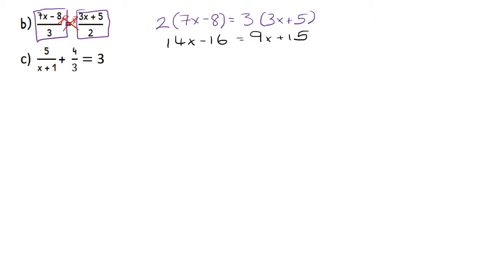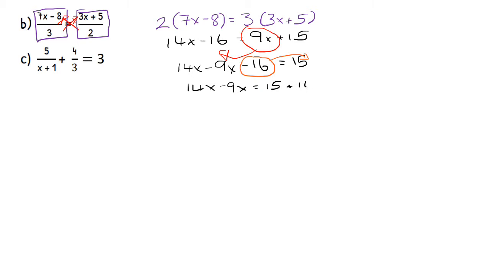And then we can bring, if I annotate this correctly, our 9x over to the left to the point where we get 14x minus 9x, and we're going to leave my minus 16 here, and that equals 15. And then the next thing I'm going to do is bring my minus 16 over with the other number term to the right. So that'll be 14x minus 9x equals 15 plus 16. We'll tidy this up. That gives me 5x equals 31, and therefore x is equal to 31 over 5.